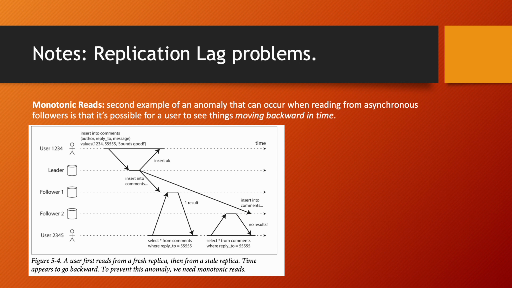But before they got the update, follower 1 got its update first, and then follower 2. Now in the meantime, if user 2345 does a read, then it might see different results from follower 1 and follower 2. As you can see from this cartoon, from follower 1 it sees the result, from follower 2 it doesn't see any results. So as the cartoon shows, a user first reads from a fresh replica, then from a stale replica. Time appears to go backward. To prevent this anomaly, we need monotonic reads.